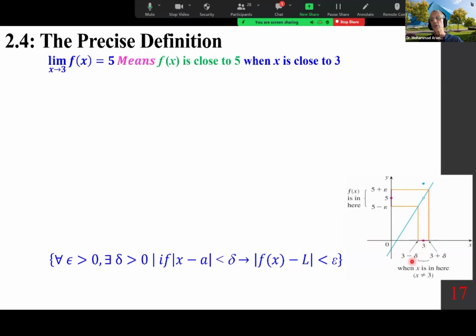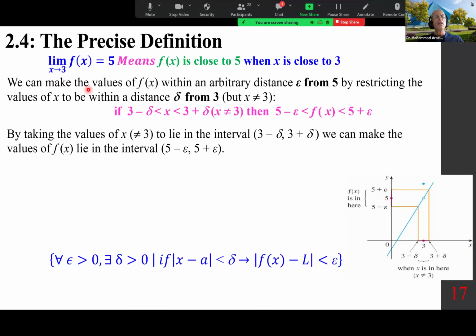That's where you find x between 3 minus delta and 3 plus delta. And you find f of x to be close to 5 by epsilon. So 5 plus epsilon, 5 minus epsilon. Both of these numbers are Greek letters and they represent small numbers. We can make the value of f of x within an arbitrary distance epsilon from 5 by restricting the values of x to be within distance delta from 3, but x is not equal to 3. That's the idea, within delta. And this is within epsilon.